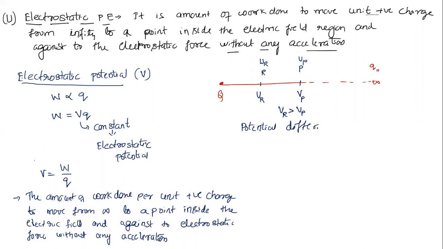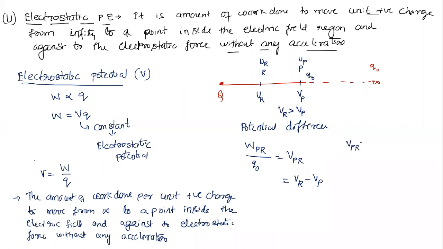Potential difference is nothing but the difference in potential between any 2 points in the electric field region. We can take it directly like this: the amount of work done to move a charge from P to R, per unit charge Q naught, is equal to VPR. I need to simplify this VPR. We write VR minus VP. So that's what VPR says.